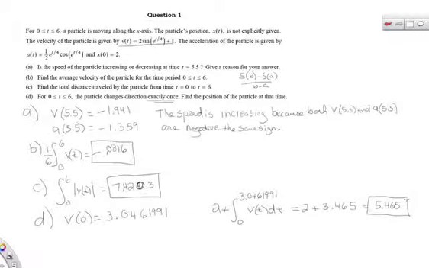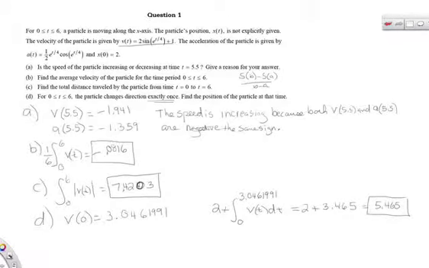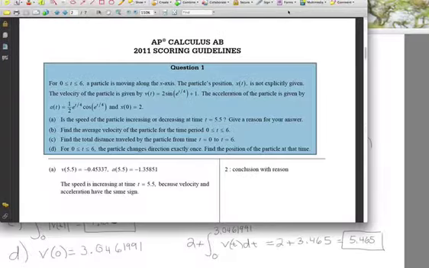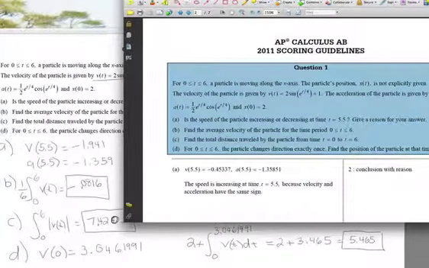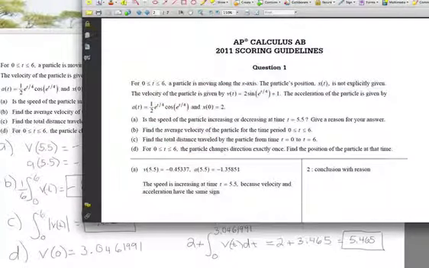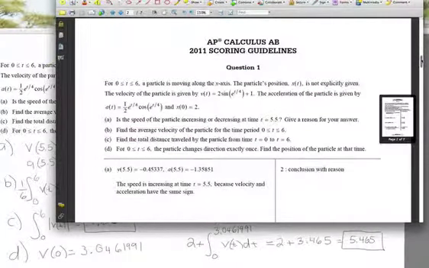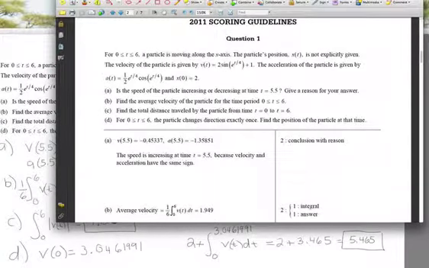Okay, I think we're done. So let's see how we did. If I can find. Alright. So velocity at 5.5, the acceleration at 5.5, the two numbers, the speed is increasing because they both have the same sign. So 2 points for that, for your conclusion and your answer, and your reason I should say.